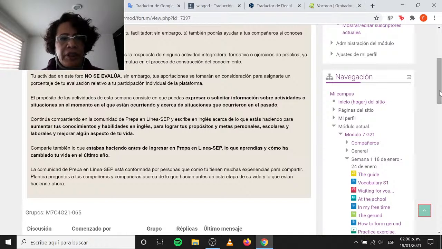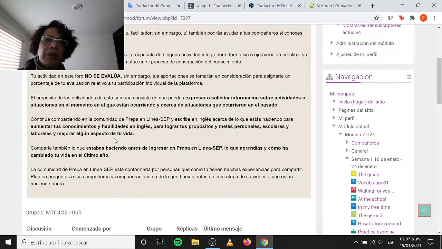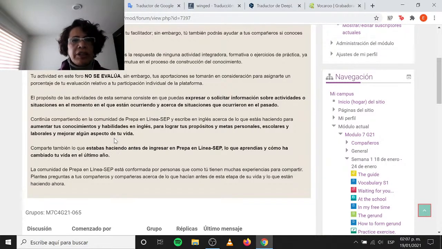All right, in this case it says: continue sharing in the community Prepa en Línea CEP and write in English about what you are doing to increase your knowledge and skills in English to get your objectives and your goals, your personal goals, your school goals or academic ones, and your working goals.